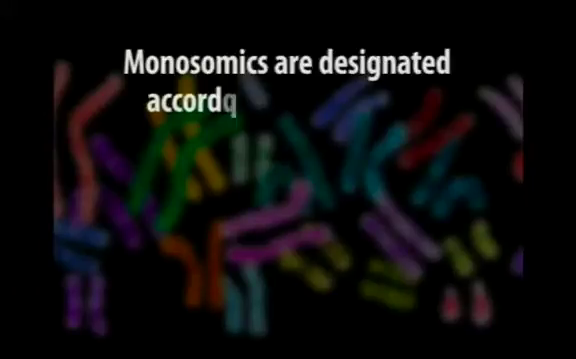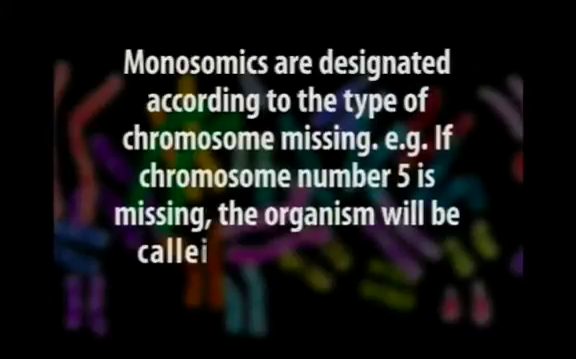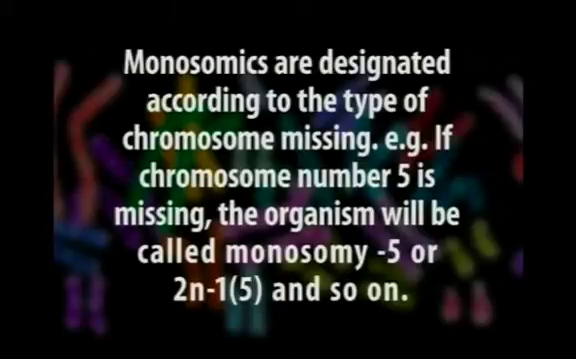The monosomic condition is designated according to the chromosome number which is missing. For example, if in a species one of the partners of chromosome number 5 is missing, then the monosomic condition is designated as monosomy 5, or 2n-1 with 5 indicated in brackets, indicating that chromosome number 5 is missing.